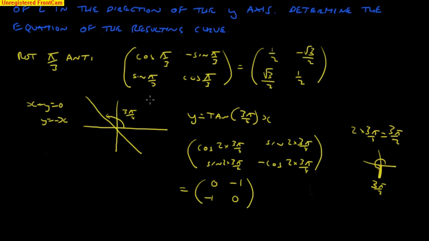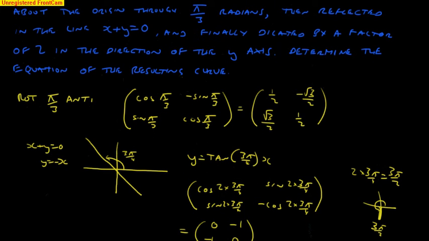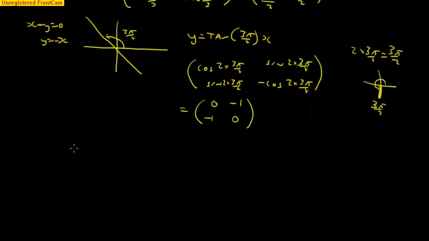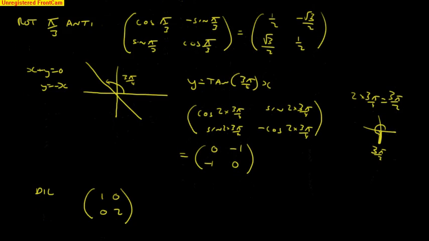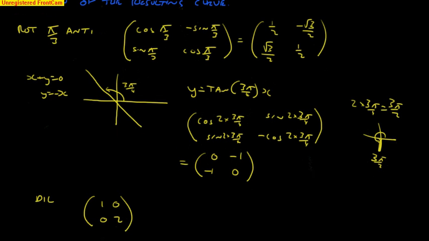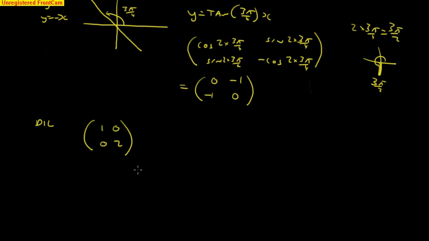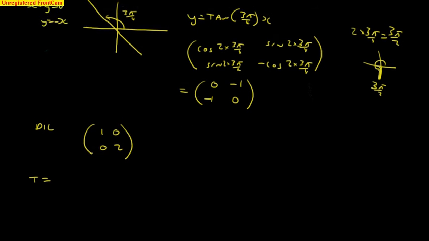We've done the rotation, we've done the reflection, and then finally we've got dilated by a factor of 2 in the direction of the y-axis. So the dilation matrix is 1, 0, 0, 2. That's pretty straightforward. There are our three matrices, and we have to do them in the right order and see what the overall transformation is. I call it T.